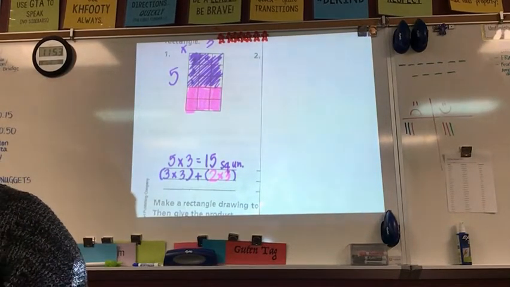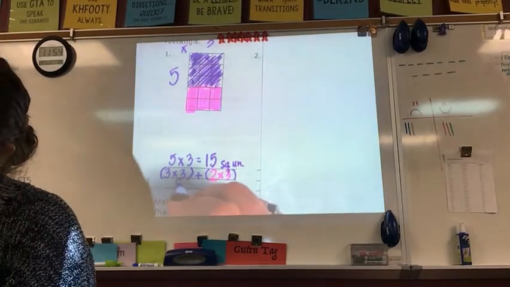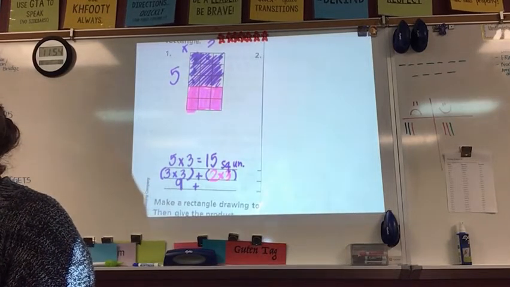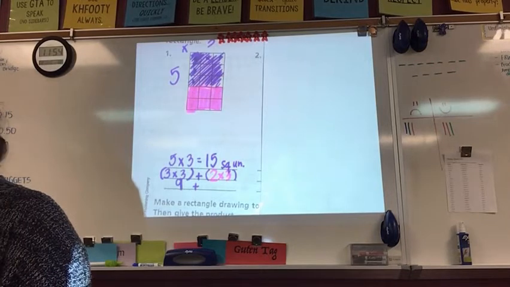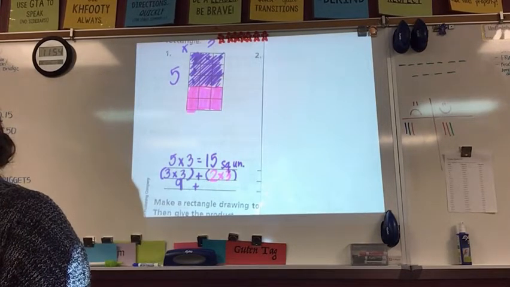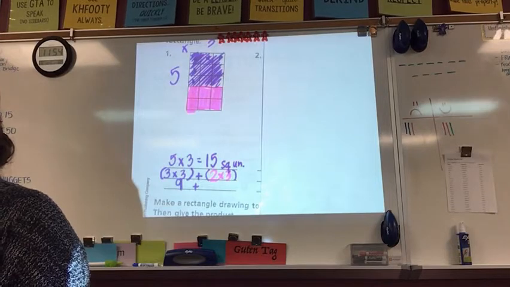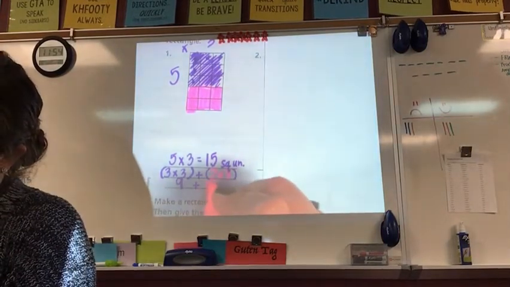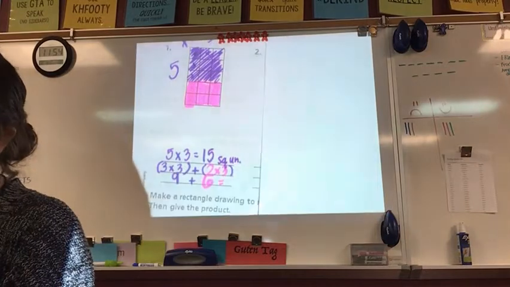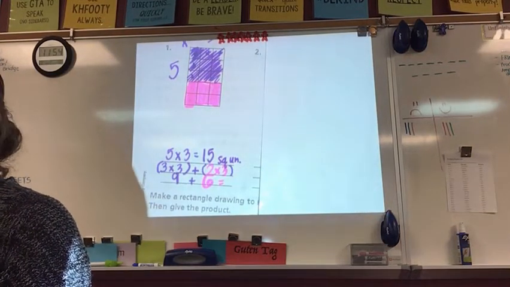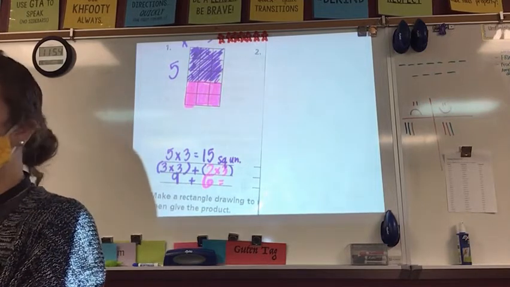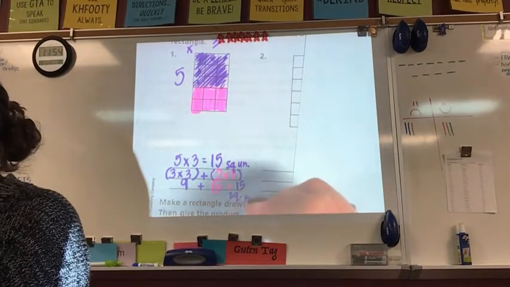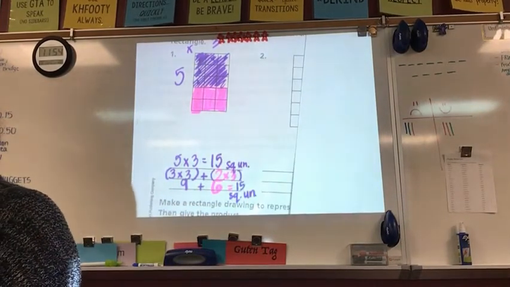3 times 3 is 9. Very good. So I can do 9 plus, what mathematician can use GTA to tell me what 2 times 3 is? Madison. 6. Very good. That means that my total, 9 plus 6, equals, who's got it? Who's got my answer? Kevin? 15 square units. Very good. Does anybody have questions about that first problem?